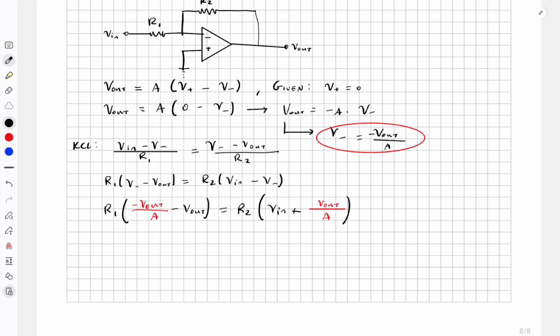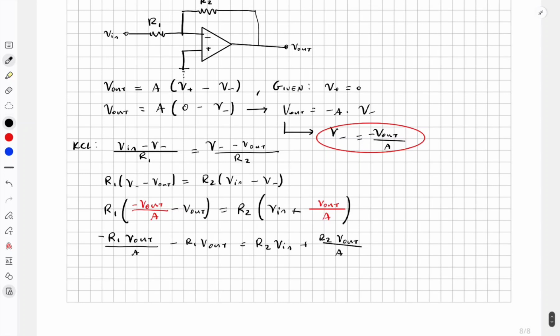So let's continue solving for V out. In order to do that, you must distribute the R1. So negative R1 multiplied by V out divided by A, minus R1 V out, is equal to R2 V in plus R2 V out over A.